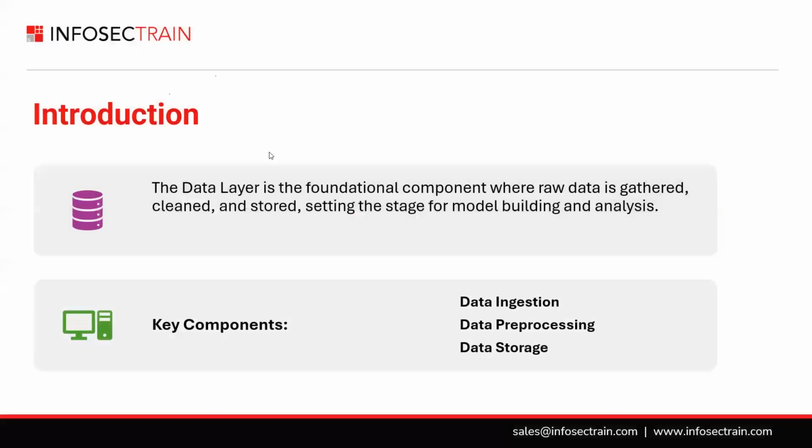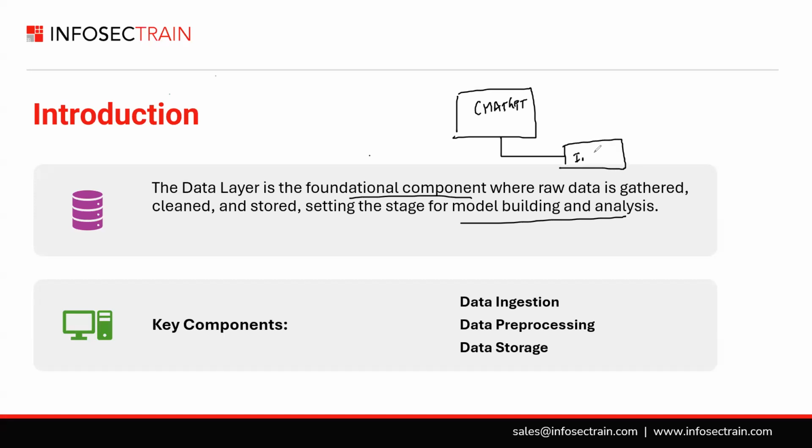Now, when you're talking about the data layer, yes, definitely, Sumit. The data layer is a foundation component. This is where the raw data is gathered, cleaned and stored, setting the stage for model building. Is it clear? Let's take the example of ChatGPT. ChatGPT is hosted on some infra, agree? Infra means RAM, CPU, and storage. Right, Chirag? So that layer is the infra layer.